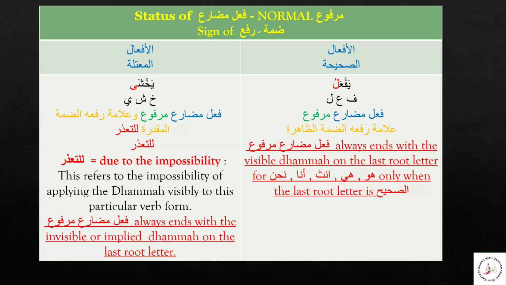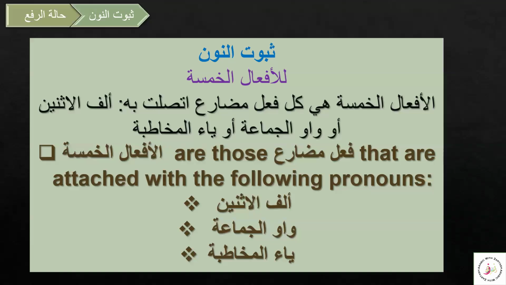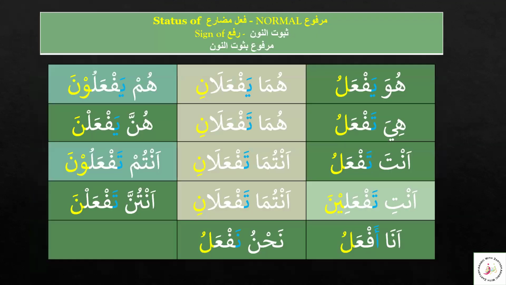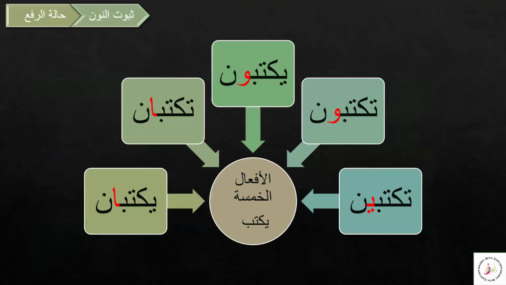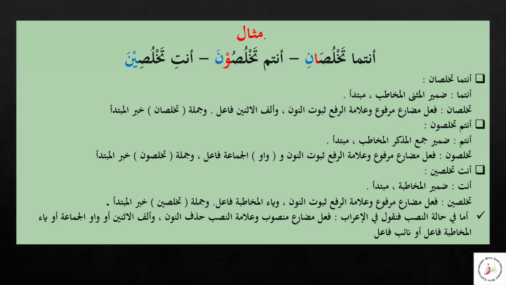Our visible dhamma, or dhamma zahira, can be seen in these five sigas: huwa, hiya, anta, ana, and nahnu, for the marfu state. Then we have the other sign other than dhamma, that is the subutun noon, for the marfu state of the fi'l mudari, and it can only be seen in afal al-khamsa. Afal al-khamsa are only attached with these pronouns: alif isnain, wal jama, and ya mukhatiba. We also did the examples: أنتما تخلصان, أنتم تخلصون, أنت تخلصين. Here this is ألف اثنين, واو الجمع, and يا مخاطبة.